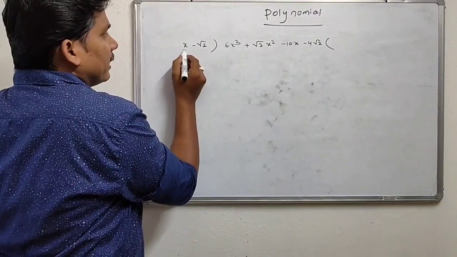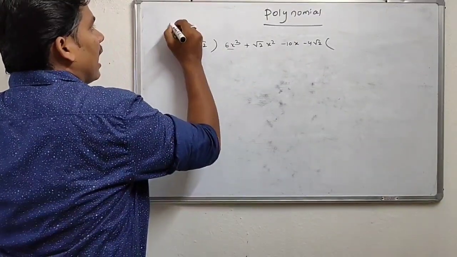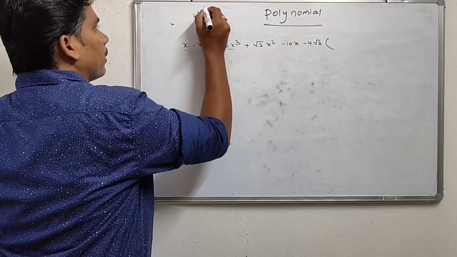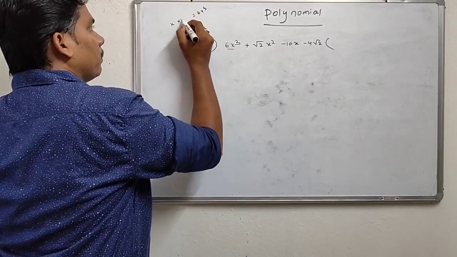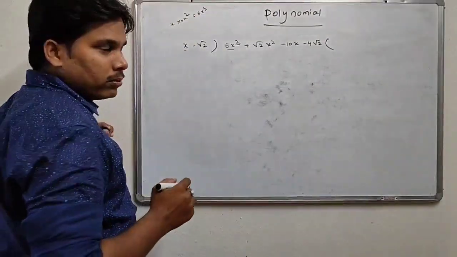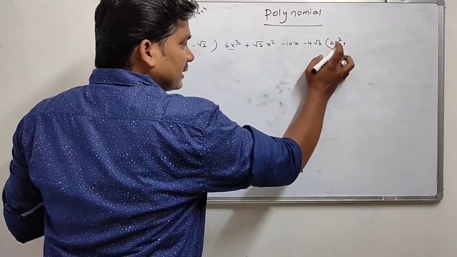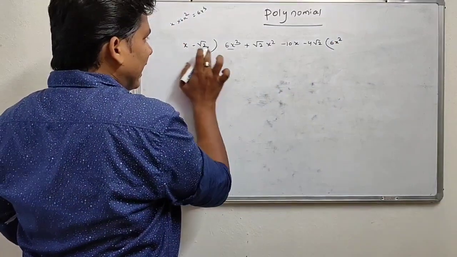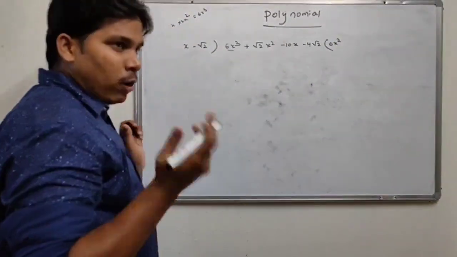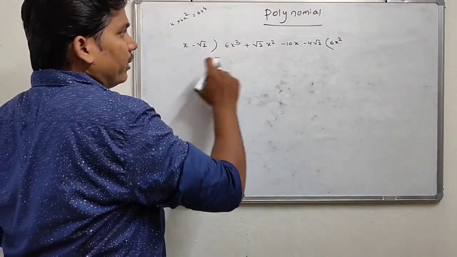Here, see what I will do. First I will consider x and 6x cube. How will I get 6x cube from x? If I multiply 6x square with this x, I will get 6x cube. Here I will write 6x square. Now this 6x square I will multiply with both of these terms. How the process works, I already explained to you; just see the earlier video.